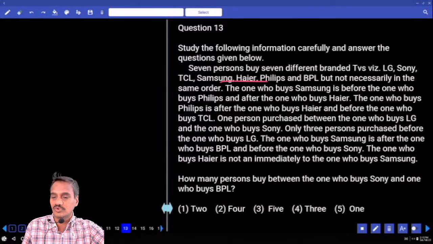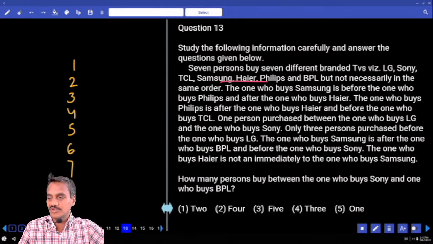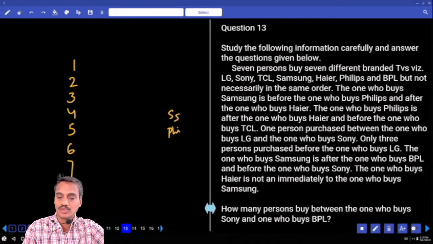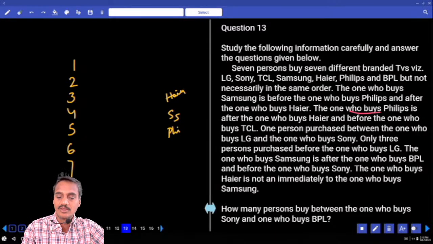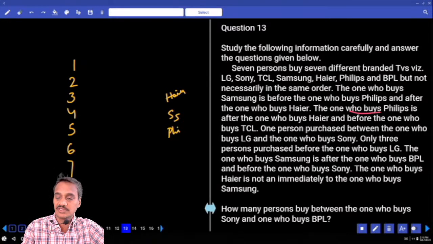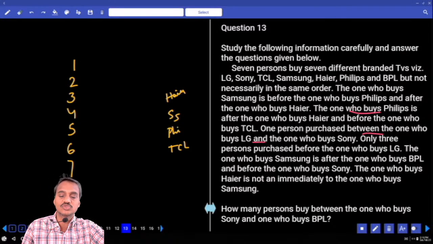The one who buys Samsung is before... how many persons are there? 7 persons, 7 different brands, 1 2 3 4 5 6 7. Then what is the information we have? The one who buys Samsung is before the one who buys Philips, and after the one who buys Hitachi. The word immediate is not given anywhere in between. The one who buys Philips is after the Hitachi, that is clearly given, and before the one who buys TCL. Then one person between LG and the one who buys Sony. Between LG and Sony there must be exactly one person, in any order.